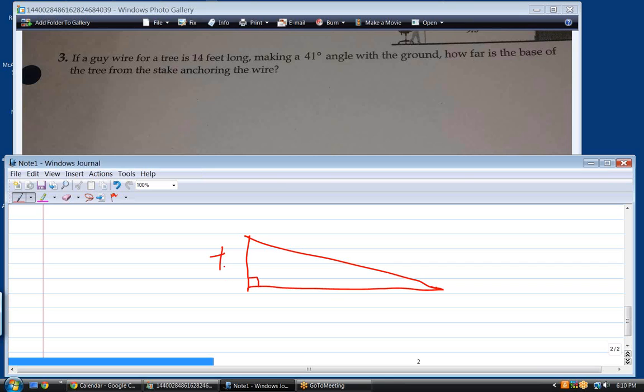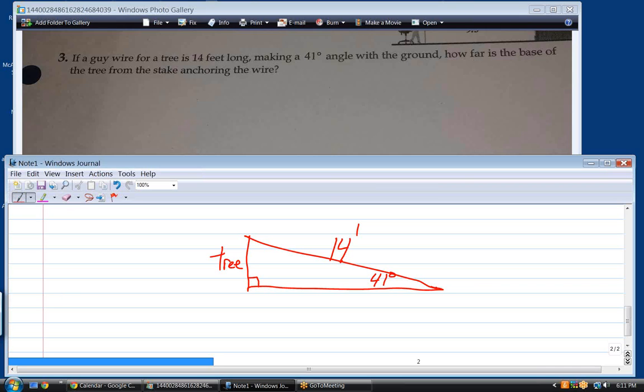This is the tree. The hypotenuse is 14 feet. Okay, that's the guy wire. And then the lower right corner is 41 degrees. Yes, correct, that angle right there, because that's the angle made with the guy wire and the ground. So again, it's just another triangle problem.